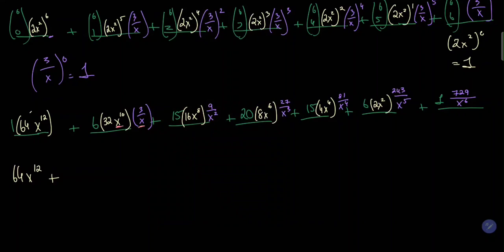So that is reading like 6 times 32x to the power of 10 times 3 all over x. So if I just look at the x's, it's going to be x to the power of 10 over x. So that's all going to change to x to the power of 10 minus 1, which is x to the power of 9. Okay, and then I can just look at the numbers separately.